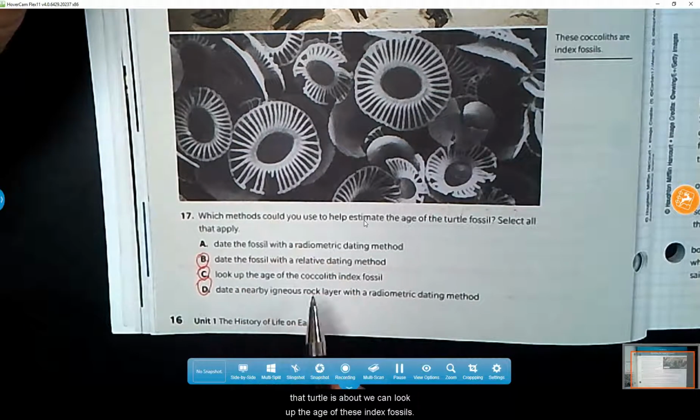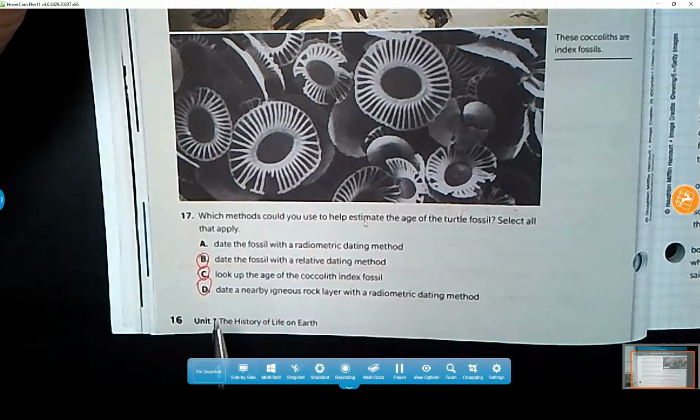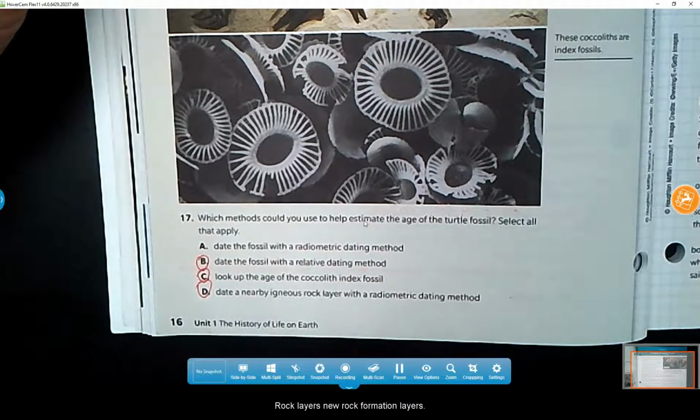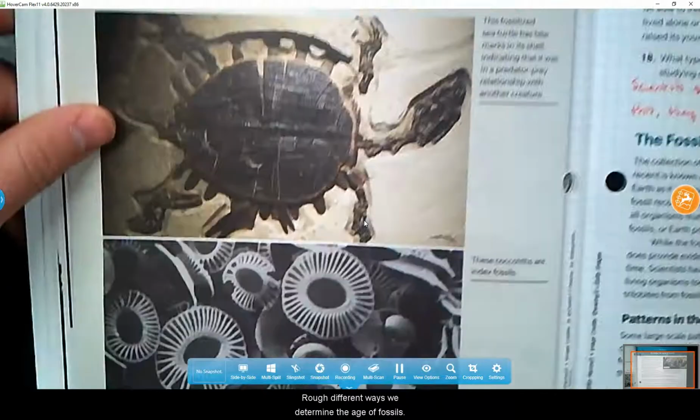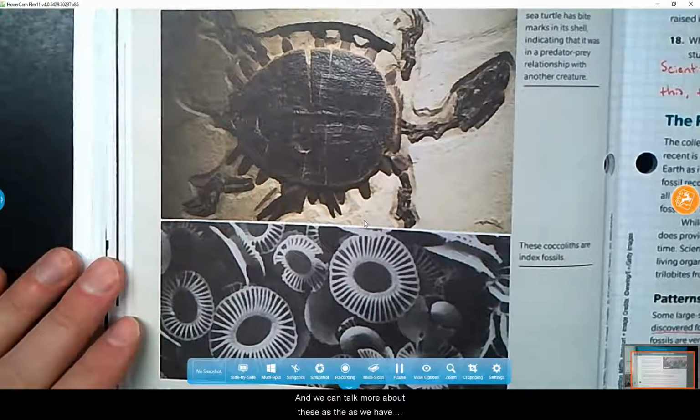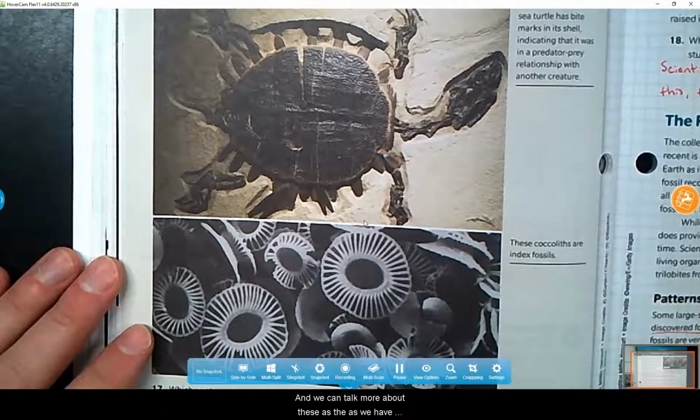We could look up the age of these index fossils, okay, and we could date nearby igneous rock layers, new rock formation layers, using radiometric dating, and then we could find the age of that fossil. So there's lots of different ways we determine the age of fossils, and we're going to talk more about these as we progress in this lesson.